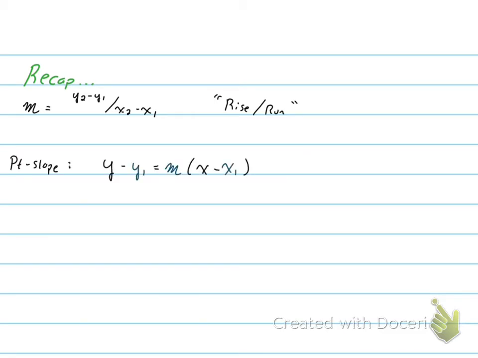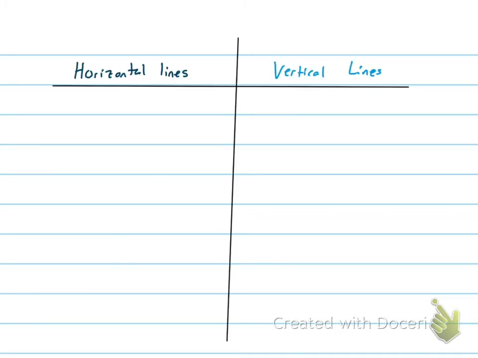Point slope form of an equation is y minus y1 equals your slope times x minus x1. And finally, slope intercept form of an equation is y equals mx plus b, m being your slope, b being your y-intercept. Another thing that we're going to talk about now is horizontal and vertical lines.